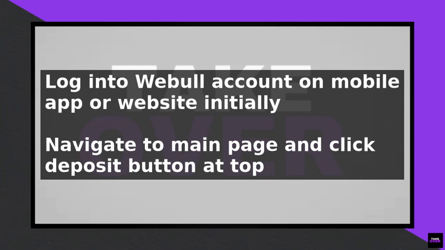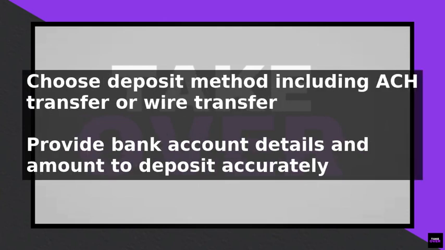Webull offers several deposit methods, including ACH transfer, wire transfer, and mobile deposit. ACH transfer is the most common method and it is free, while wire transfer may incur a fee. After selecting your deposit method, you will need to provide some information, such as your bank account details and the amount you want to deposit.